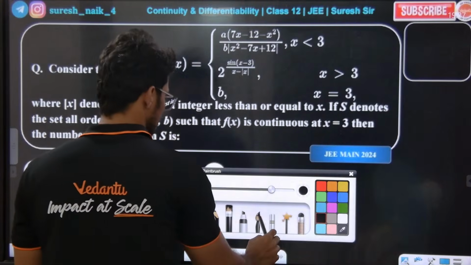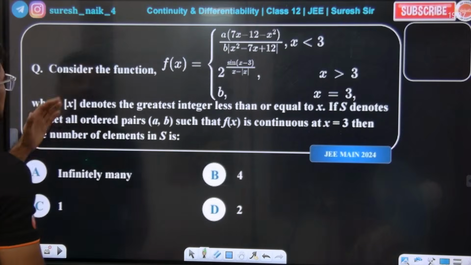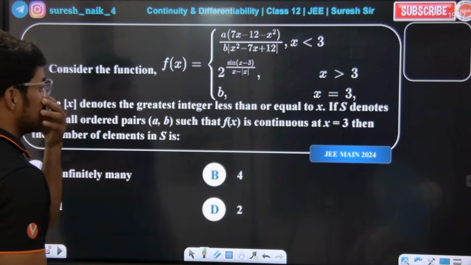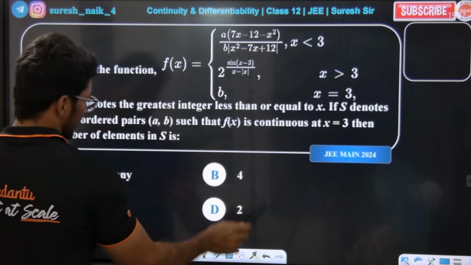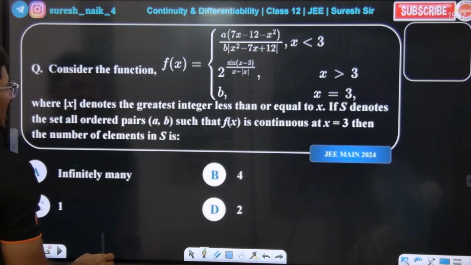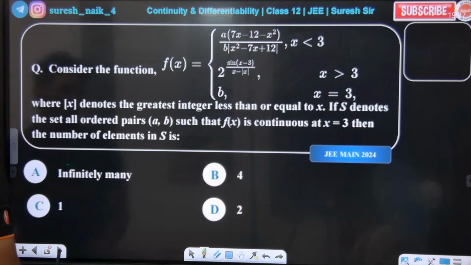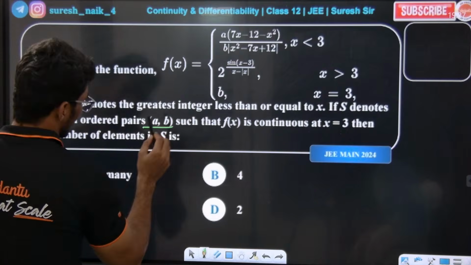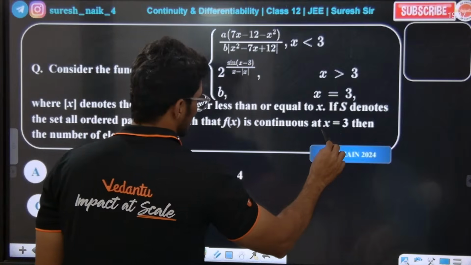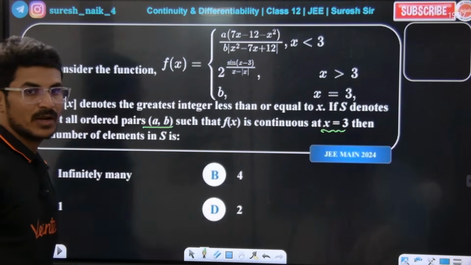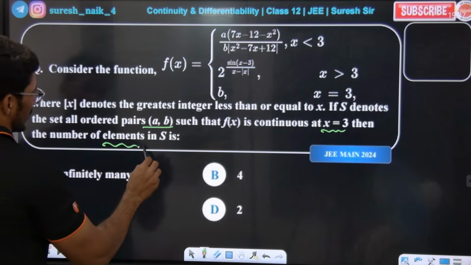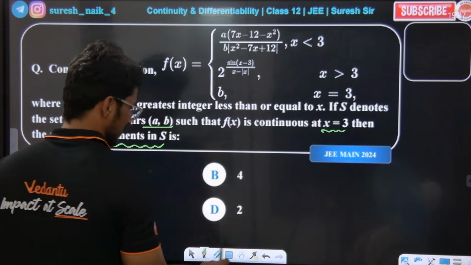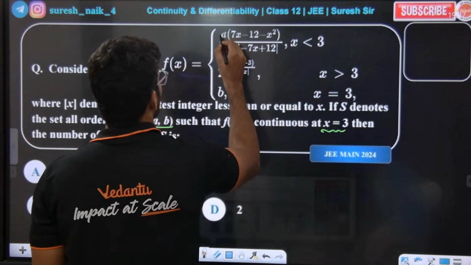Guys, what is this? Consider the function: f of x defined differently when x is less than 3, x greater than 3, and x is equal to 3. Here [x] denotes the greatest integer function, less than or equal to x. S denotes the set of all ordered pairs (a, b) such that f of x is continuous at x is equal to 3. Then the number of elements in S.